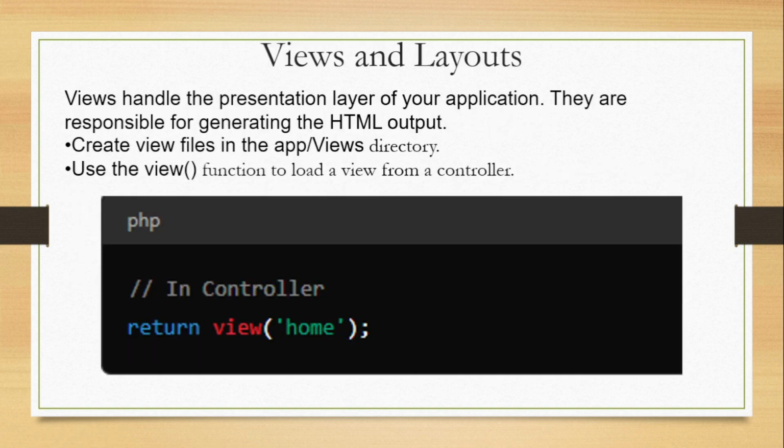Next is views and layouts. View is one of the parts of the MVC pattern or framework. Views handle the presentation layer of your application. They are responsible for generating the HTML output. Means what a user sees on the screen is a view. So it is a combination of HTML, CSS, JavaScript and PHP code. So when a user sees any type of output on screen, that is a view.